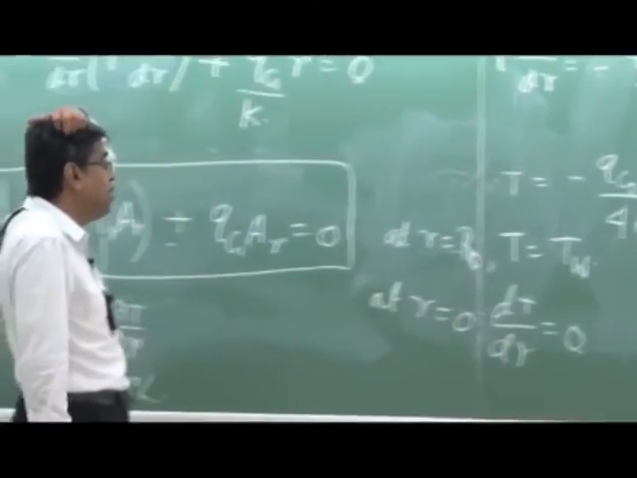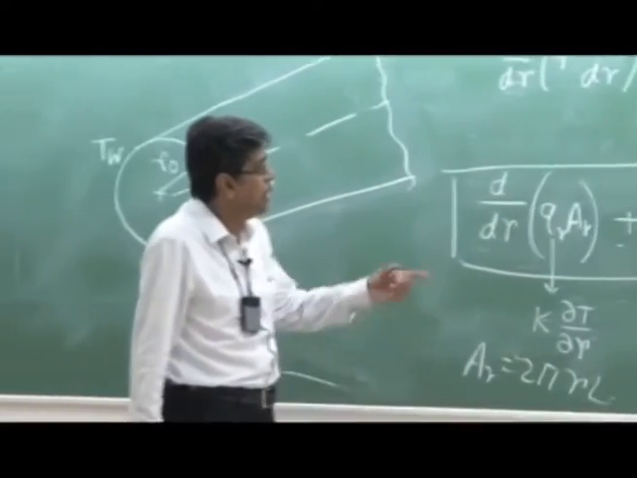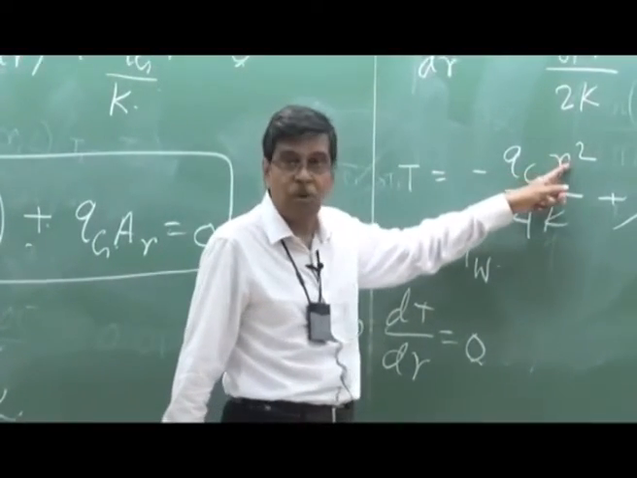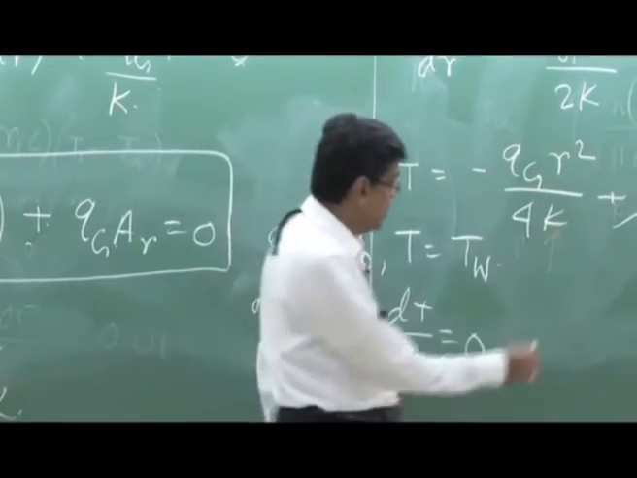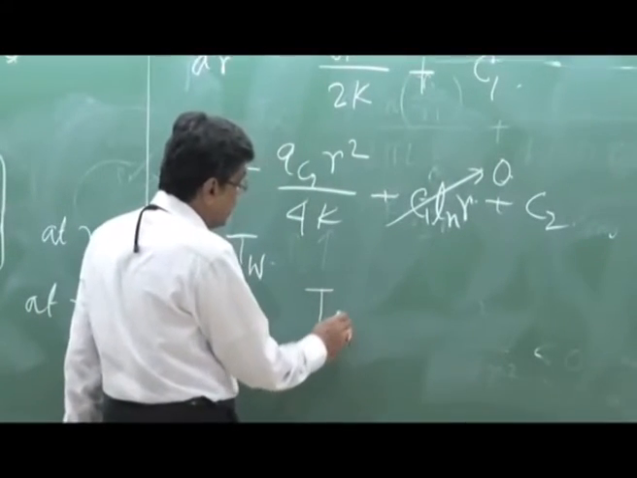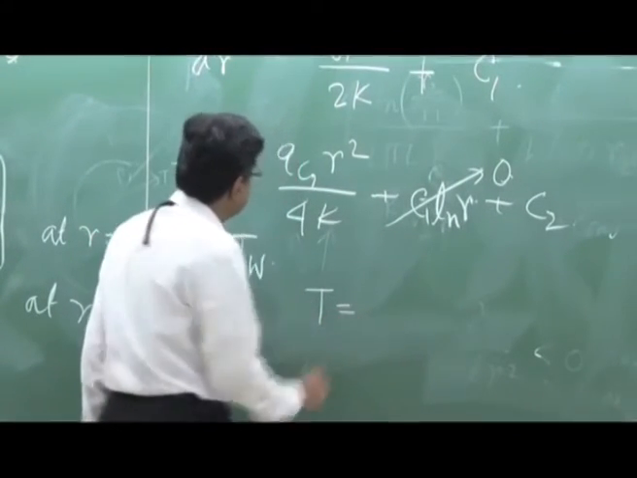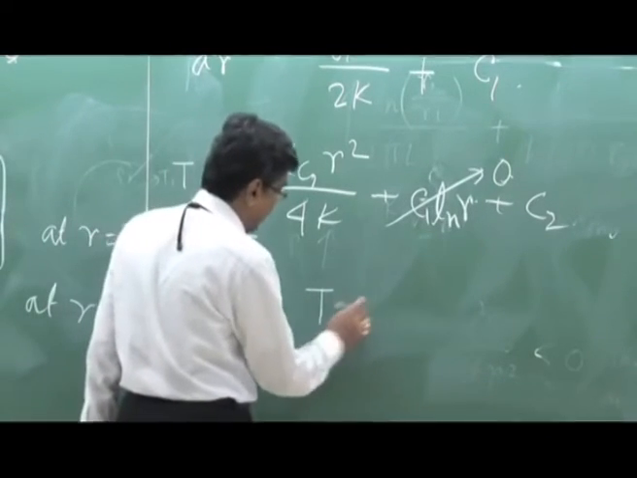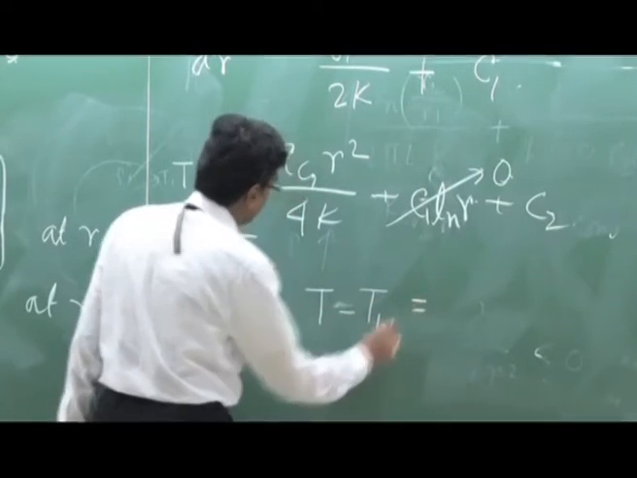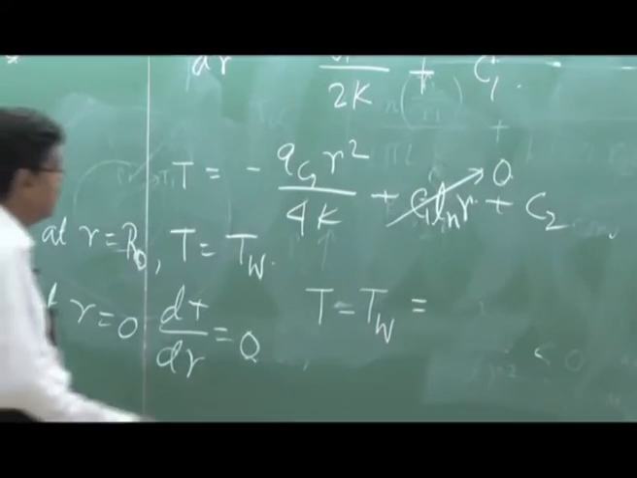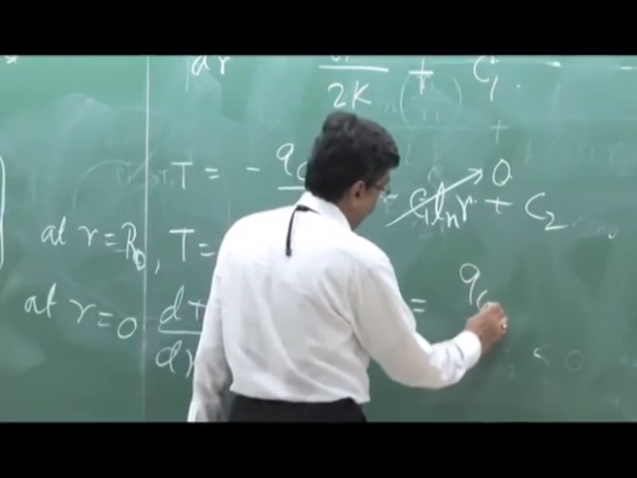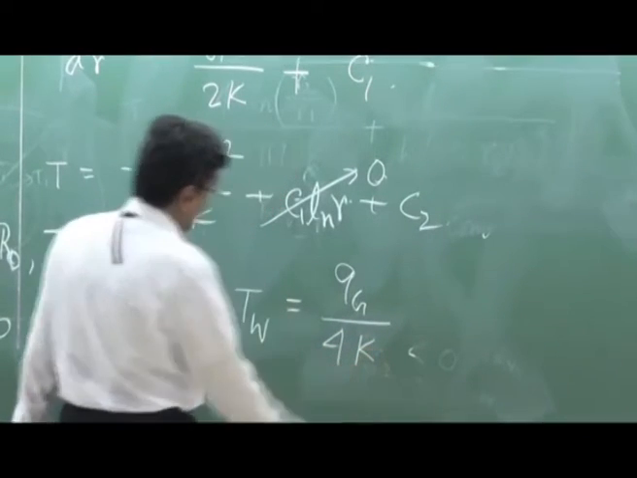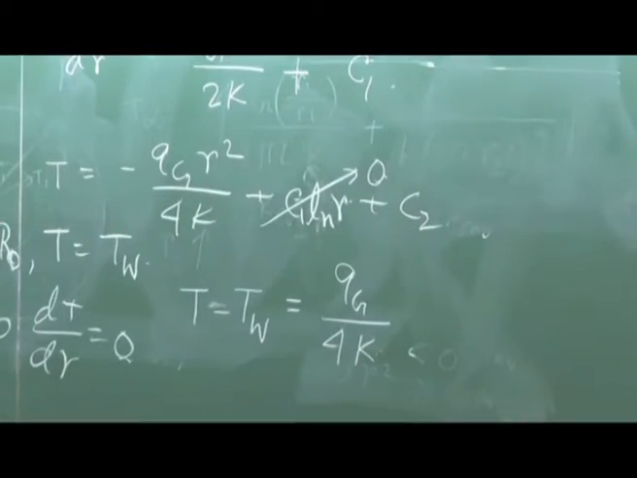So now what will be the value? C2 will be TW plus Qg R0 square by 4K. That means the expression is T equal to what? C2 is TW. T minus TW, rather you write it like this, is equal to Qg by 4K into R0 square.